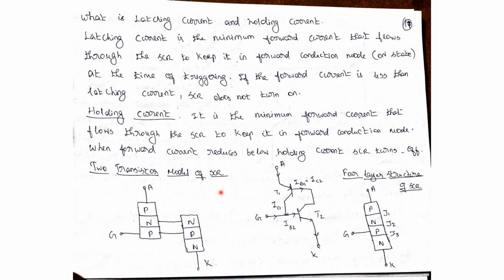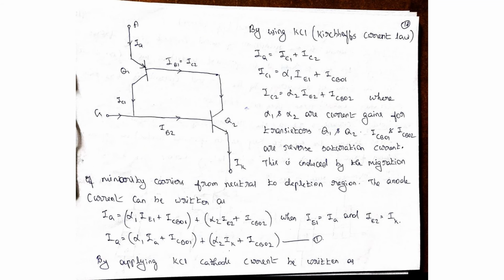Now we'll see the two transistor model of SCR. Here we are connecting two transistors. Sorry, here I have mentioned T1 and T2, but I'll show you in the next page. Yes, see, Q1 and Q2 are two transistors. Q1 is a PNP transistor. Q2 is an NPN transistor.